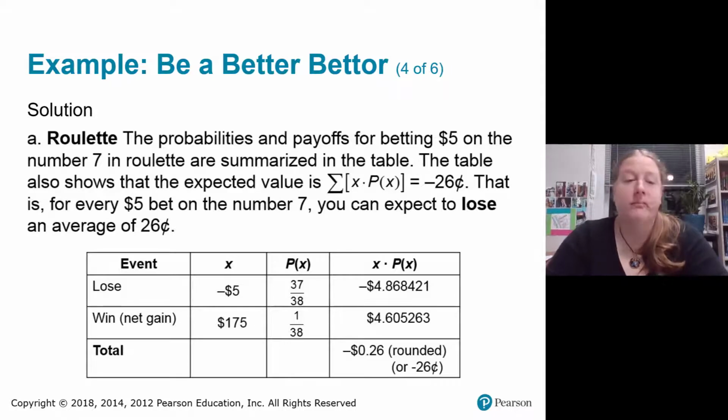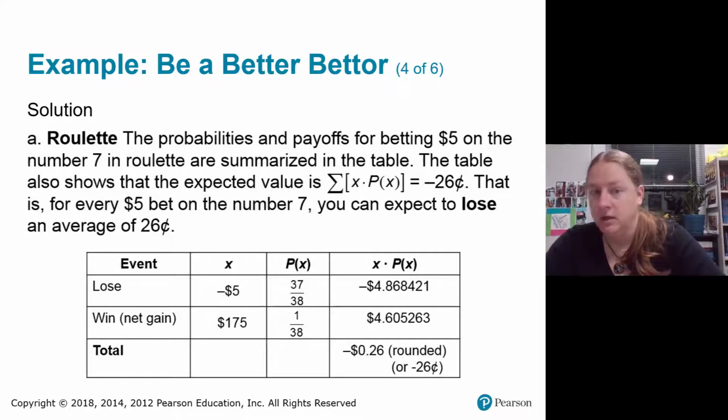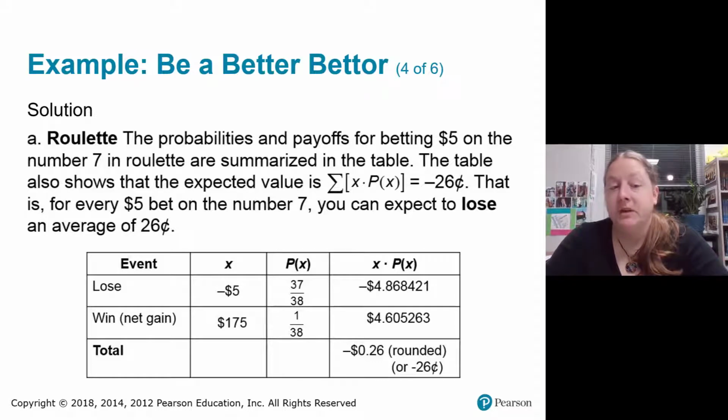So if we do that, then the event options are we're either going to lose or we're going to win. Losing corresponds to a random variable value of negative $5 because we have bet our $5 and we do not get it back. So we have lost $5, negative $5. Winning corresponds to a random variable value of $175 because they'll give us $180, but 5 of it came out of our pocket to begin with.